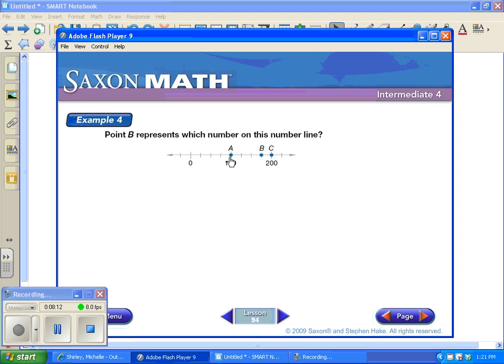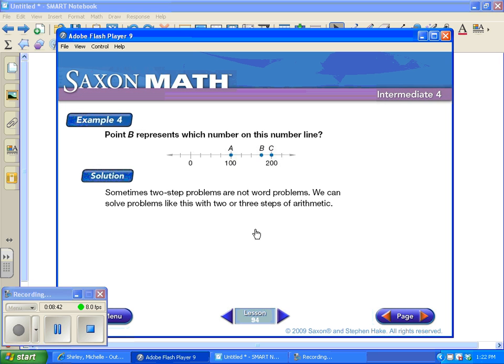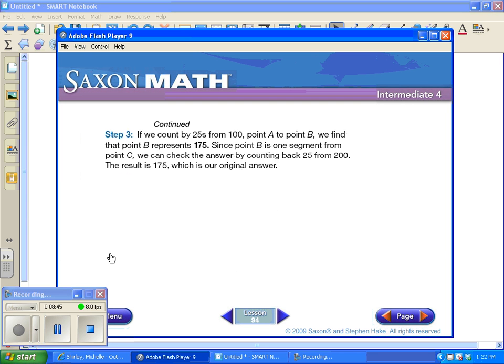Well, maybe they stand for 20. Okay, so here's 100, 120, 140, 160, 180. Uh-oh, that doesn't work either. Let's try 25s. Okay, 100, 125, 150, 175, 200. That worked out. The tick marks stand for 25, and I have to tell what point B stands for, and I remember saying 125, 150, 175 is the answer. They went through a really complicated thing, but I love that guess and check strategy for working with number lines. Just see if it works out, and then figure out what the point stands for.